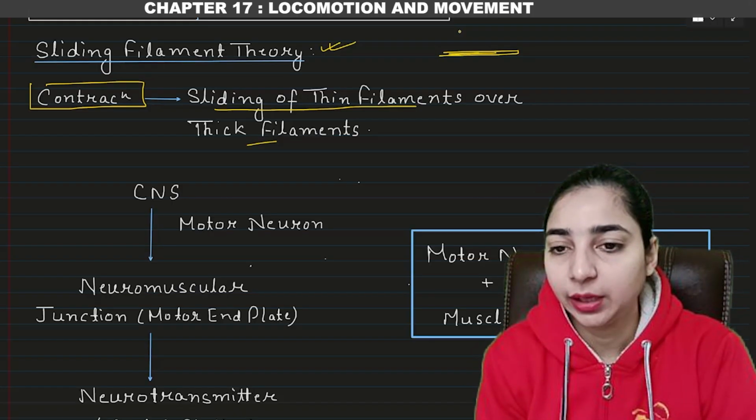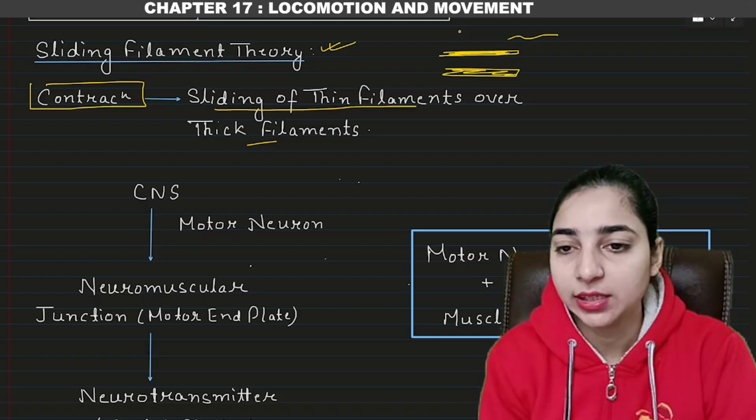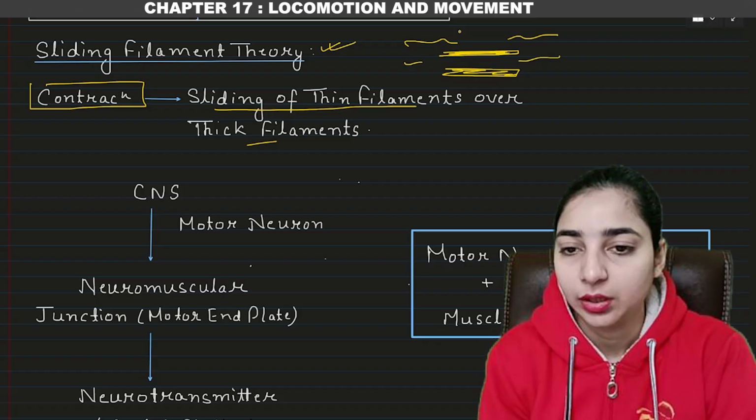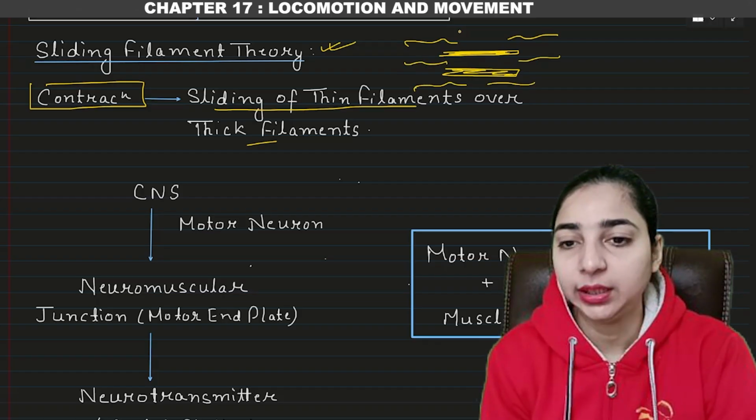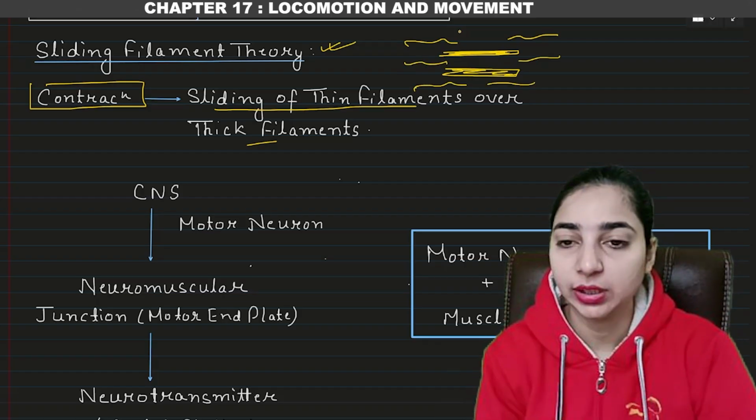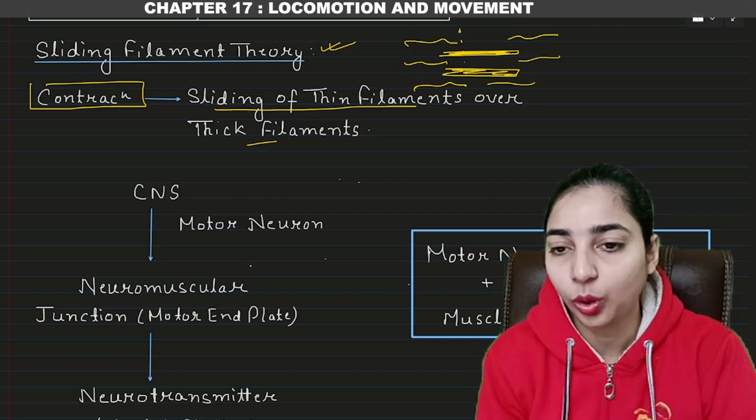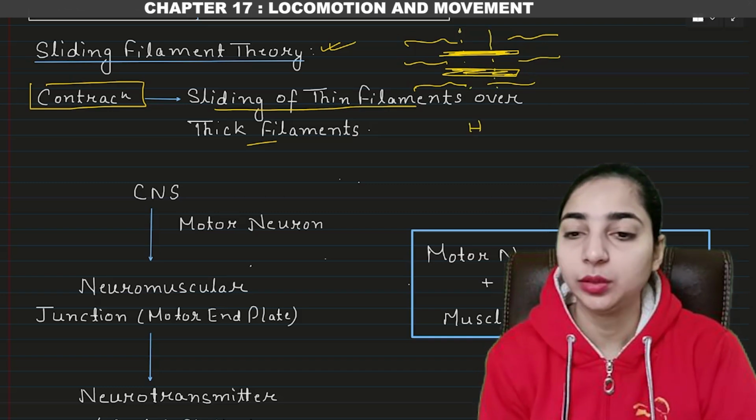So this is the thick filament, and on both sides we have thin filaments. The thin filaments partially overlap the thick filaments on both sides, and the middle portion is not overlapped. This portion is known as the H zone. This much is clear to you.